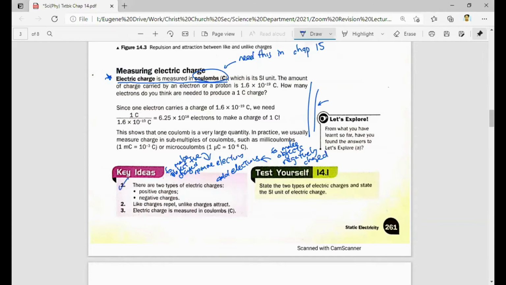Next key idea that we have gone through is like charges repel, unlike charges attract. As I mentioned, do take note, you need to quote this in explanation. That means you must write down this particular sentence whenever you are explaining electrostatics in terms of attraction and repulsion. The last one, electric charge is measured in coulombs. We will cover this in more detail in chapter 15. So this is for the first part.